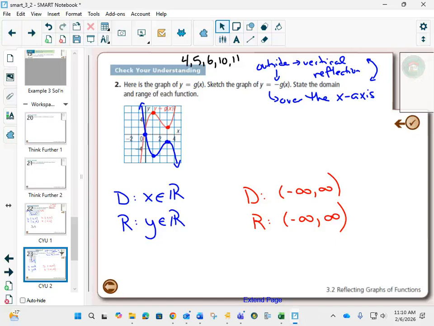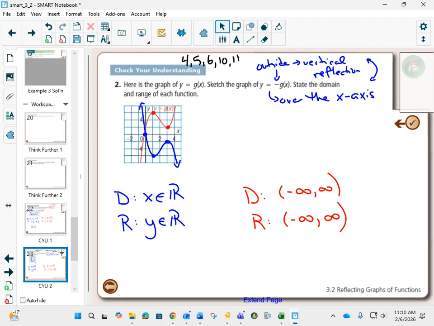In the question, the red graph was g of x, and it asked us to sketch the graph of negative g of x. So I look at what's different: there's a negative sign. I see that the negative sign was outside. Everything outside is vertical. Everything inside is going to be horizontal. So I say vertical reflection in my head, and I'm like, oh yeah, that's up and down.